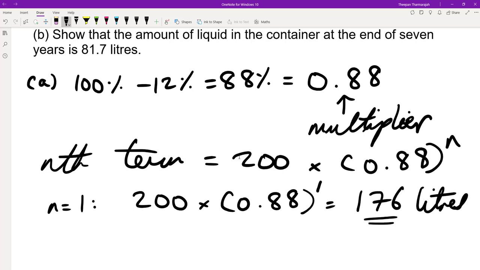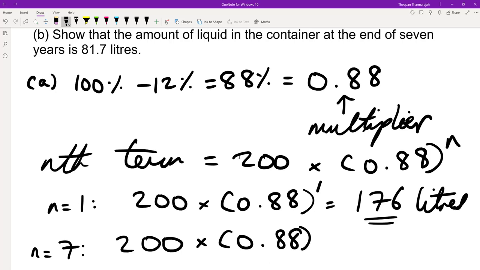Then you want to find the amount in the container after 7 years. So we can say when n equals 7, we just plug in 7, so we do 200 times by 0.88 raised to the power of 7, and that's going to give me approximately 81.7, again, litres.